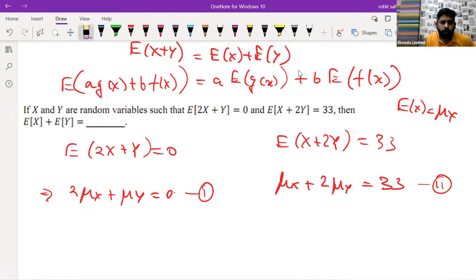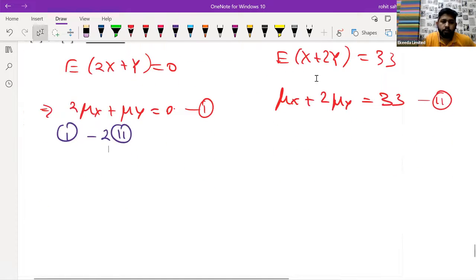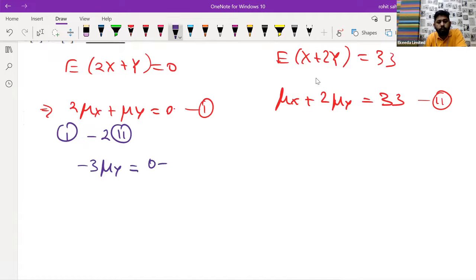Let's say you're doing 1 minus 2 times of 2. This will give you the answer. So 2 mu x cancel. Mu minus 2 times of it. So that will be minus 3 mu y equal to 0 minus 66. So mu y will become, divided by 3, right?